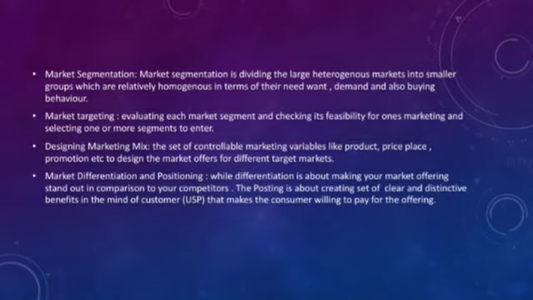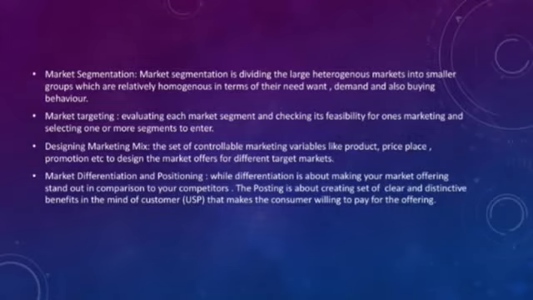The next thing which we need to know is how the whole process of building the marketing strategy works. Well, the marketing strategy formation starts with market segmentation. Now the question arises, what is market segmentation? As I have mentioned in the slide, market segmentation is dividing the large heterogeneous market into smaller groups which are relatively homogeneous in terms of need, want, demand, and also the buying behavior. So the meaning of the word heterogeneous is it is not similar, it is not the same, it is variable.